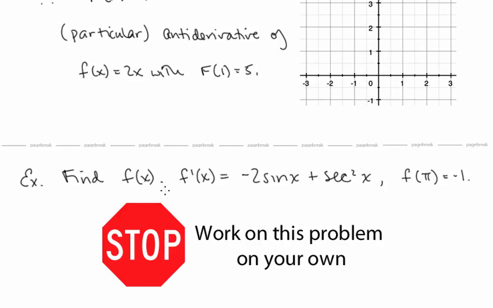Find f of x. F prime of x is equal to negative 2 sine x plus secant squared x, and we're given f of pi is equal to negative 1. Now they're not using the word particular here, they're not saying find the particular antiderivative, but it's understood that that's what we're looking for because they're giving us a point that our antiderivative goes through. So we're not looking for a whole family of curves here, we're just looking for the particular one that goes through this point. So please pause the video and work on that.